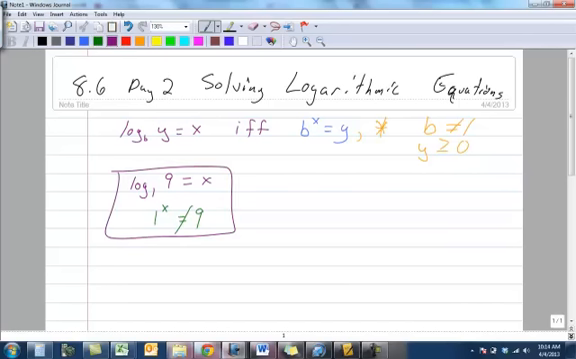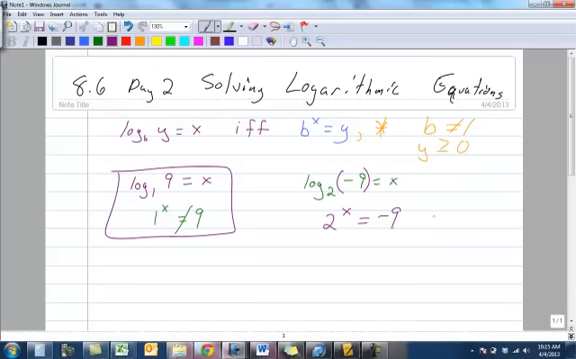How come y has got to be greater than or equal to 0? Well, let's talk about this. If we have log base 2 of negative 9 is equal to x. We have log base 2 of, I should put parentheses around that, negative 9 is equal to x. So if we were to write this in exponent form, this would be 2 to the x power is equal to negative 9. So think about that. 2 to the what power is negative 9?